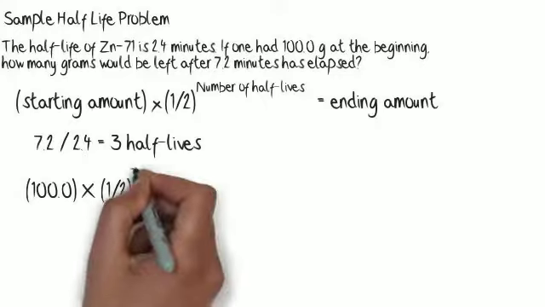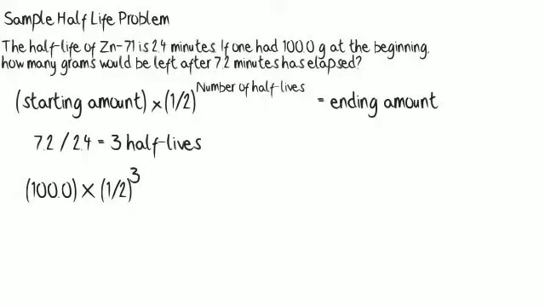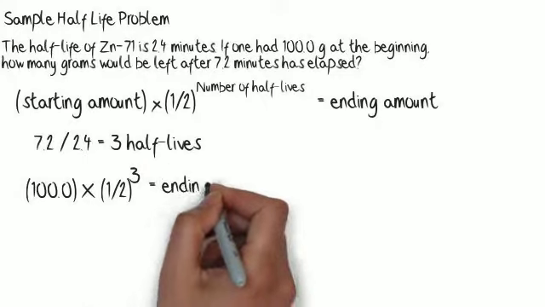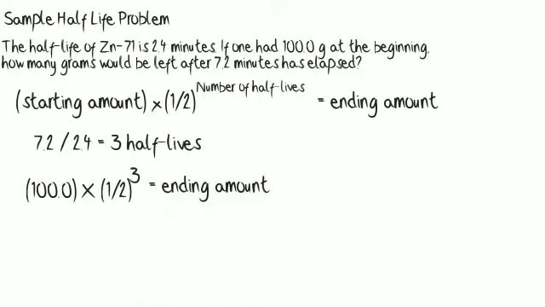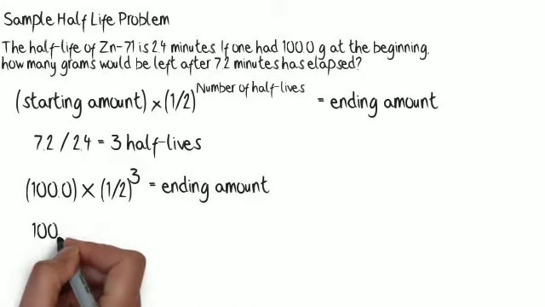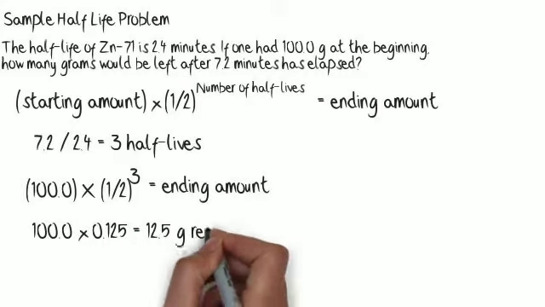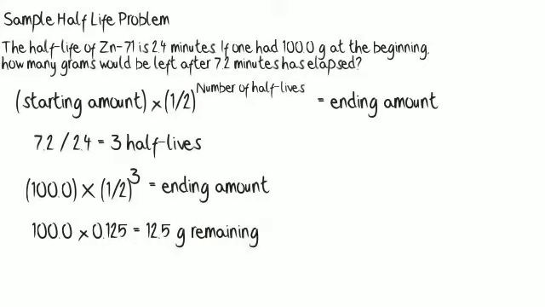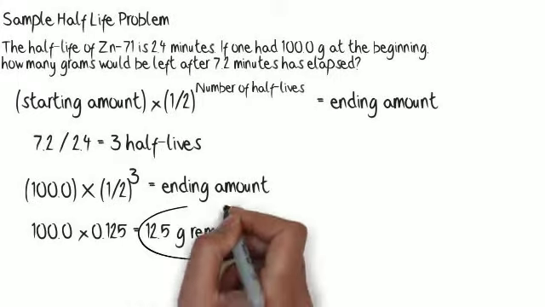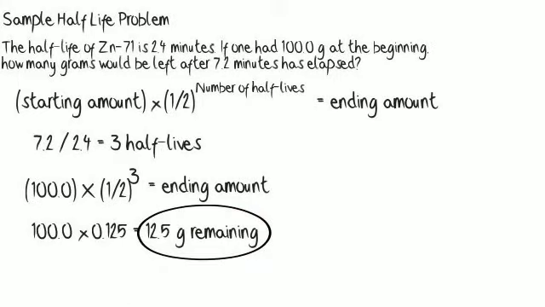So now we're going to take our starting amount, which is 100.0, multiply that times 1/2 raised to the third power, and that should equal our ending amount. Well, 1/2 raised to the third power is 0.125, so 100.0 times 0.125 gives us 12.5 grams remaining. And that is a simple half-life problem.